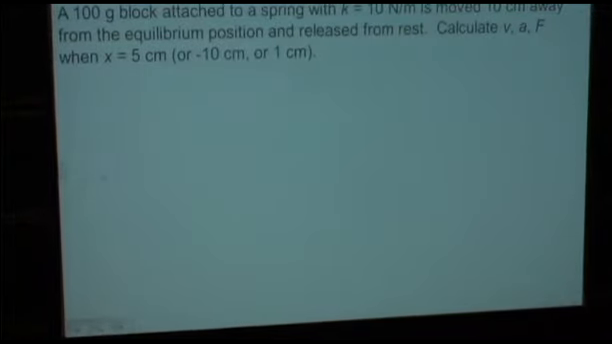So let's do this. If x equals 5 centimeters, okay, let's convert it into meters. But the cart was released from rest. This word rest immediately tells us what function we should use.